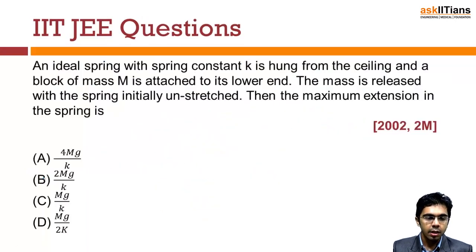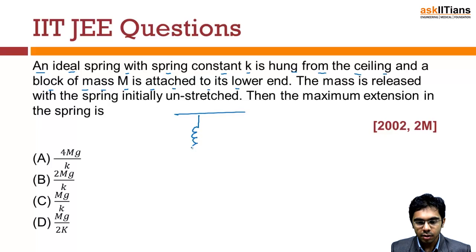Now in the next question, an ideal spring with spring constant K is hung from the ceiling and a block of mass capital M is attached to its lower end, something like this. You have this, your mass is attached. The mass is released with the spring initially unstretched. Now as the mass is released, the speed of the mass will be 0 at this moment. Now, the maximum extension in the spring.